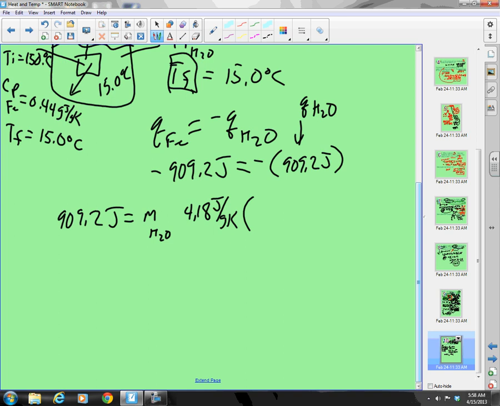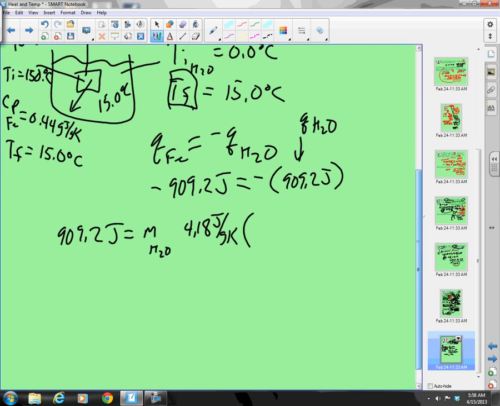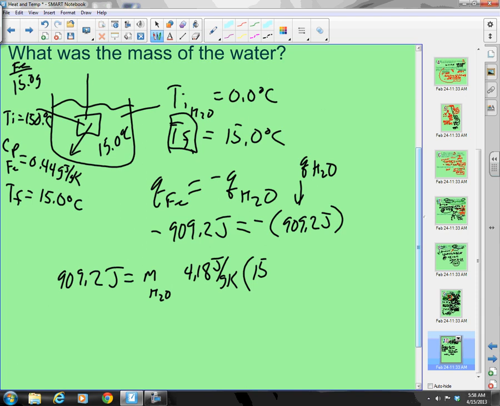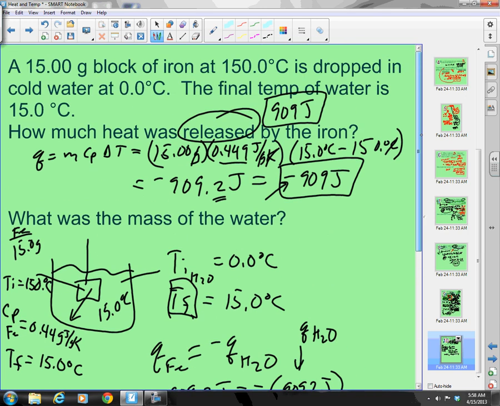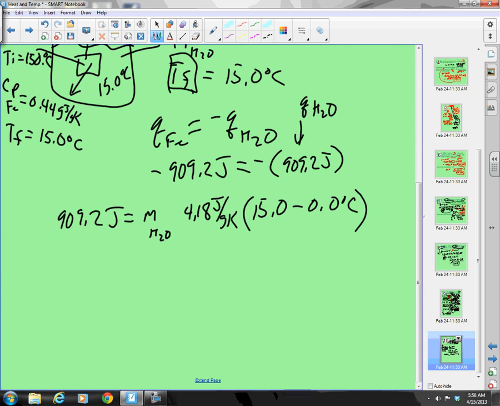And what's my TF minus TI? What's my TF? My TF is 15.0. What is my TI? 0.0 degrees Celsius. Good, and my water is all liquid at this time when we say that. Cold water, not ice, so somehow it's already been converted all to liquid water. Good. And what do we get? Solve for M. 909.2 divided by 4.18, divided by 15, and I get 14.5 grams of H2O.